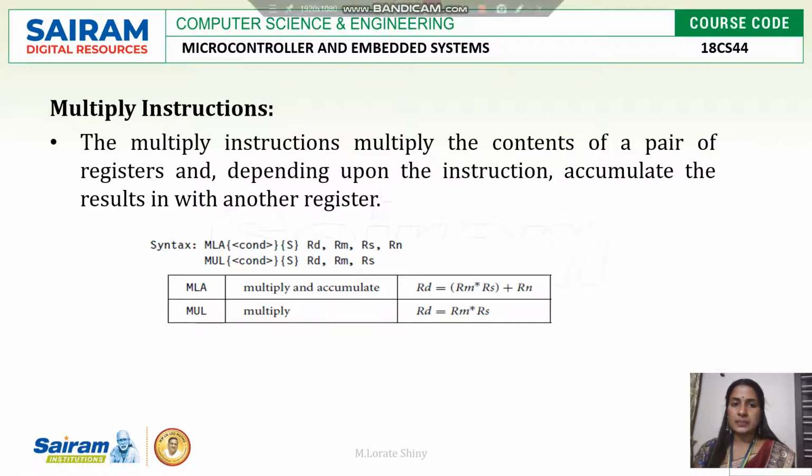Next is multiplication. Multiplication is used to multiply two register contents. There are two syntaxes. One is for multiplication, MUL. Another one is for multiply and accumulate. In both cases we have a condition and an S suffix. In multiply there are 3 operands. In multiply and accumulate there are 4 operands. In multiply the operation is Rd equal to Rm times Rs. In MLA the operation is Rd equal to Rm times Rs plus Rn.